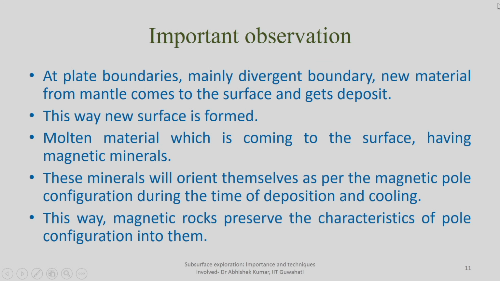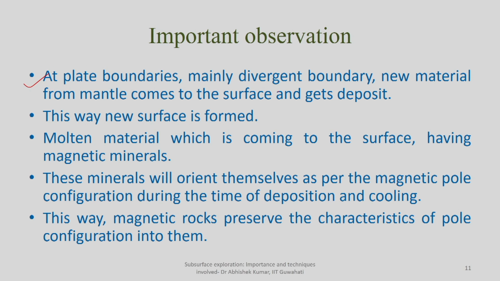Now, an important observation. We understood so far that rotation happening at the core is responsible for the magnetic field. Second, because of this magnetic field, whatever material comes out from the upper mantle onto the crust is also getting oriented. So, at the plate boundaries, mainly the divergent plate boundary, new material from the mantle comes onto the surface and gets deposited. So, it is a continuous process.